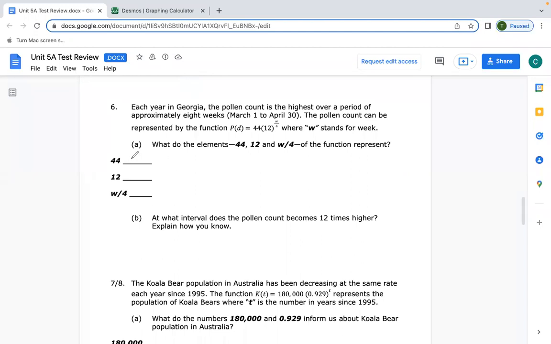You're saying the highest pollen count? The initial pollen count, because that's what we're starting with, right? And we're saying that during these weeks, that's when it's the highest, right? Okay, so what does this 12 represent? Not months. What is this? 12 raised to the W divided by 4. 44 is the initial pollen count. 12 is the rate. Okay.